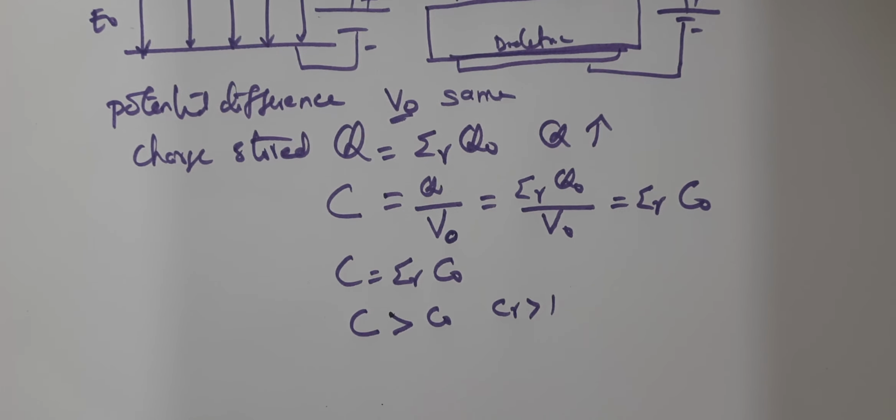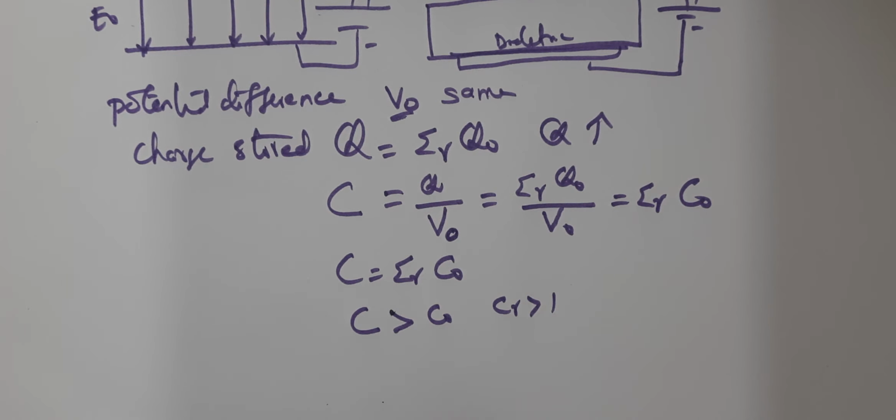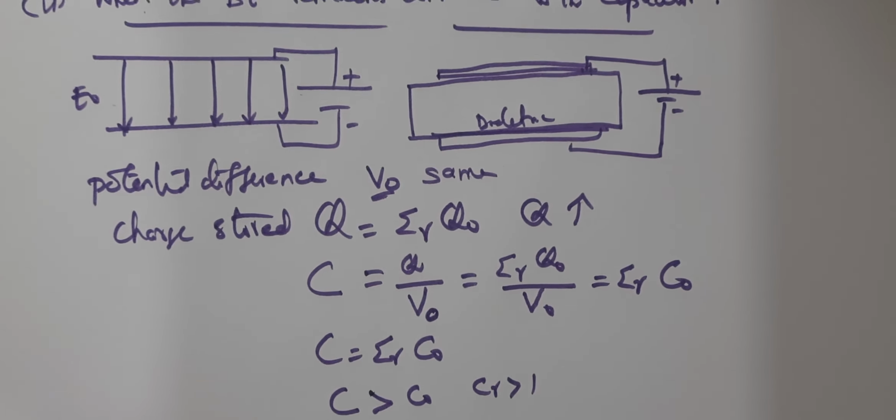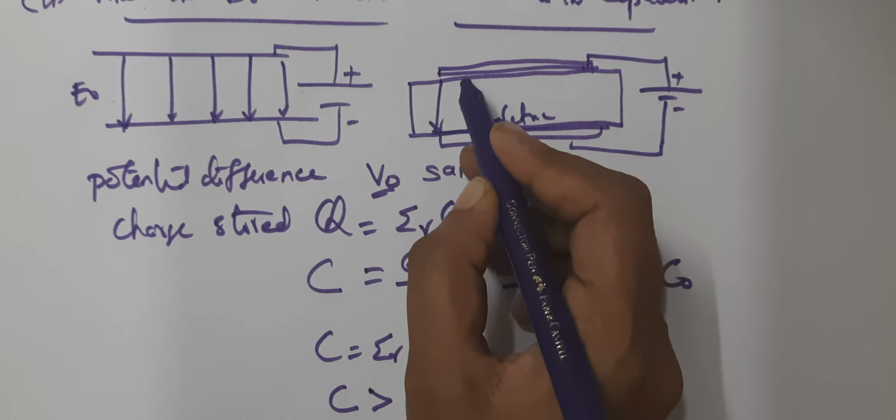So capacitance increases, but the reason for this increase in capacitance is different from the previous case. Previously the battery was disconnected and the capacitance increased. Here the battery remains connected, and here also the capacitance increases. But both cases are different. And what about the electric field? Electric field also remains constant.